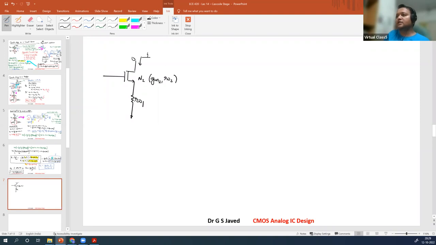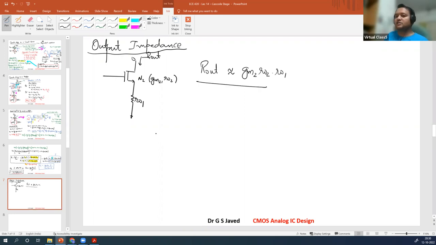What will be the RO seen here? Output impedance. The output impedance is given as R out is approximately the product of GM of the top device, M2, multiplied by the output resistance of the top device, RO2, multiplied by the resistance at the source device, RO1. So this is your effective RO. In this case, this is an approximation. Otherwise, you can write this as GM2 plus GMB2 times RO2 times RO1.